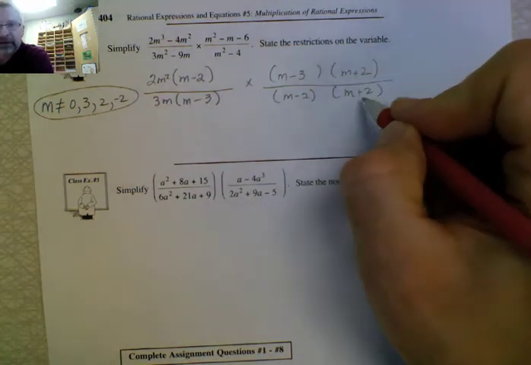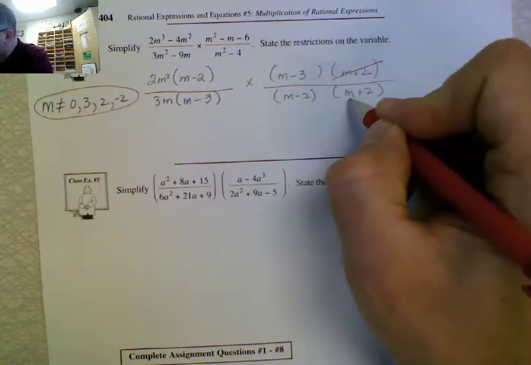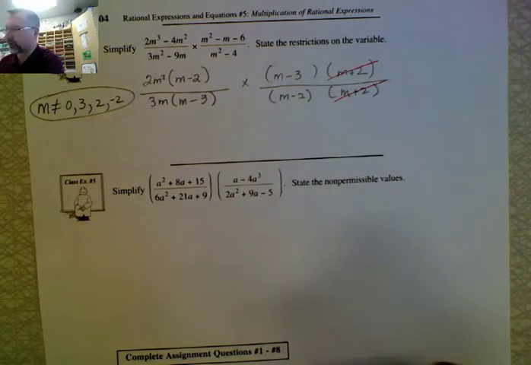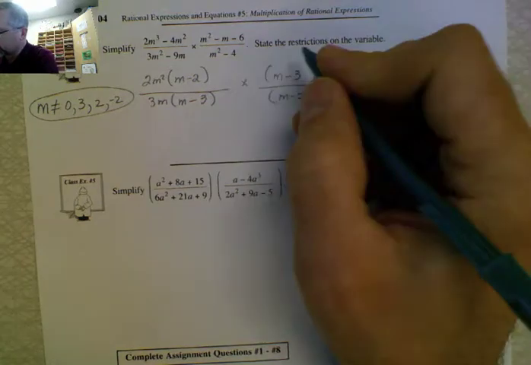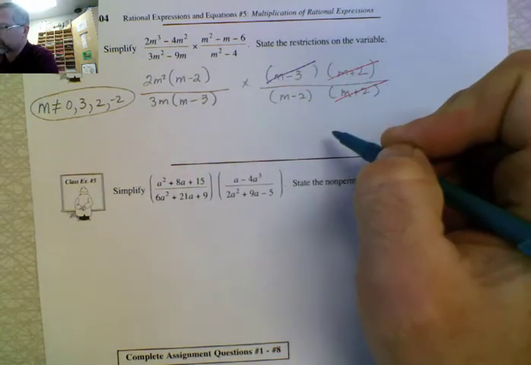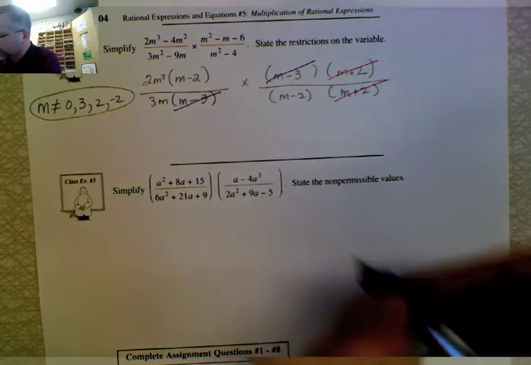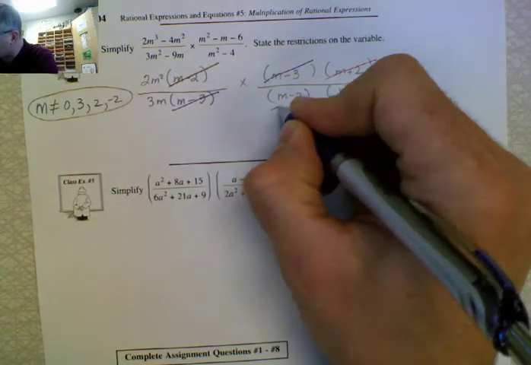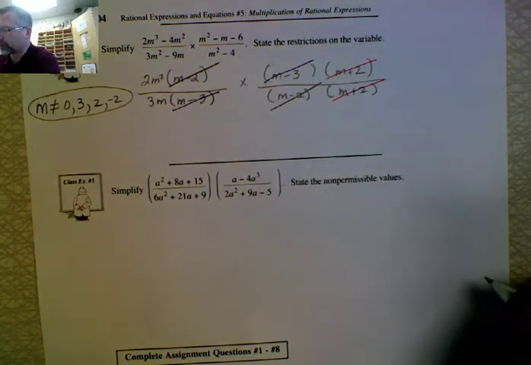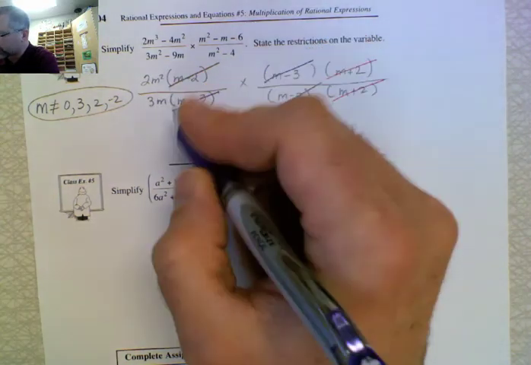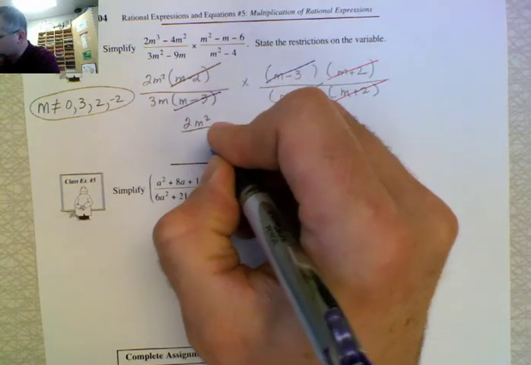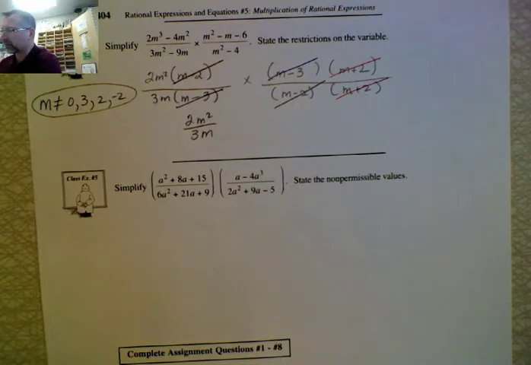If I look on the far right side, I have an m plus 2 in the numerator and an m plus 2 in the denominator, so I simplify those. Here I have an m minus 3 in the numerator and an m minus 3 in the denominator. Here I have an m minus 2 in the numerator and an m minus 2 in the denominator. So now I'm down to 2m squared over 3m. That's all I'm left with.